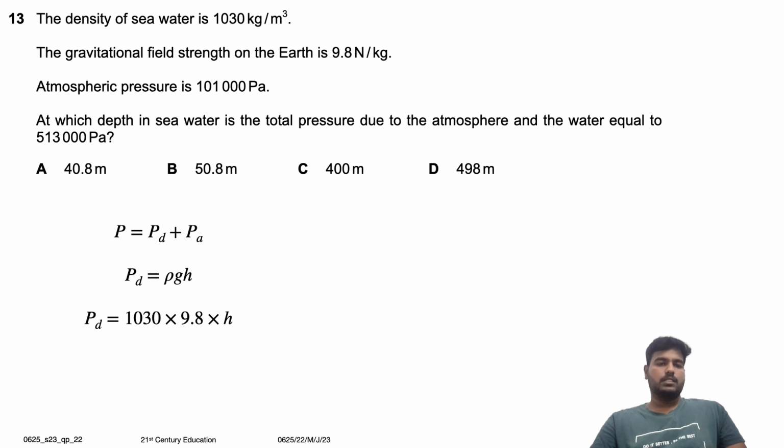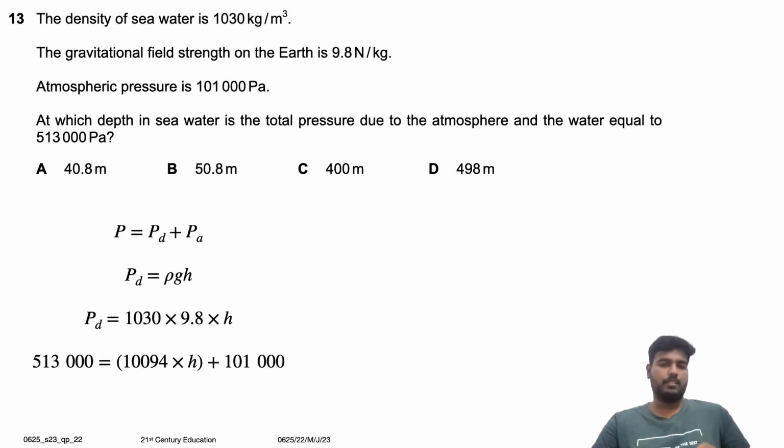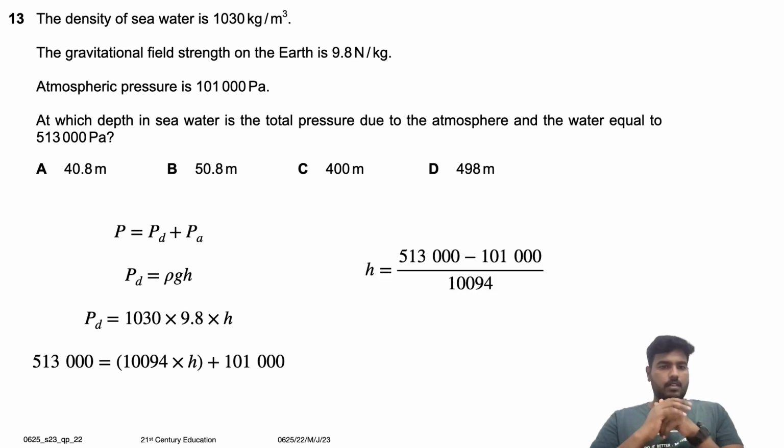Okay, so let's put this in the equation. Atmospheric pressure is also given. At which depth will this pressure be there? That's the question. So let's rearrange this equation. The 101,000 moves to the left hand side with a minus sign, and this 1030 times 9.8 is in multiplication with h, so it will come to the denominator. After this 101,000 moves to the left hand side, the height will be, if we calculate this, 40.8 meter.